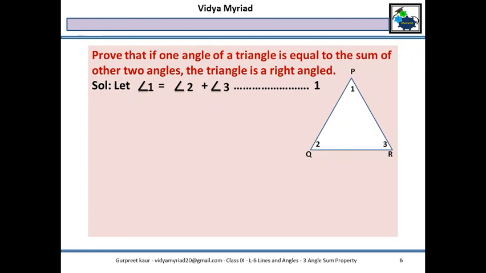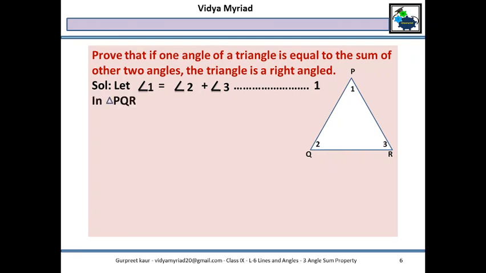By the statement, it says that one angle of a triangle, which I have assumed as angle 1, is equal to the sum of the other two angles. What are the other two angles? 2 and 3. So their sum will be equal to angle 1. It is given and I have named it as equation number 1.